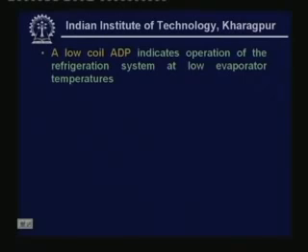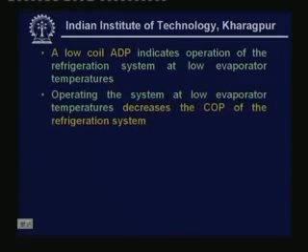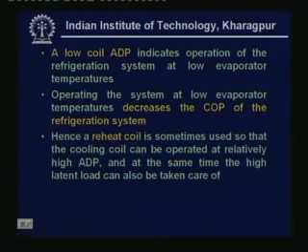A low coil apparatus dew point indicates operation of the refrigerant system at low evaporator temperatures. Operating the system at low evaporator temperatures decreases the COP of the refrigerant system. Hence, a reheat coil is sometimes used so that the cooling coil can be operated at a relatively high ADP, and at the same time the high latent load can also be taken care of. I will explain this system shortly.